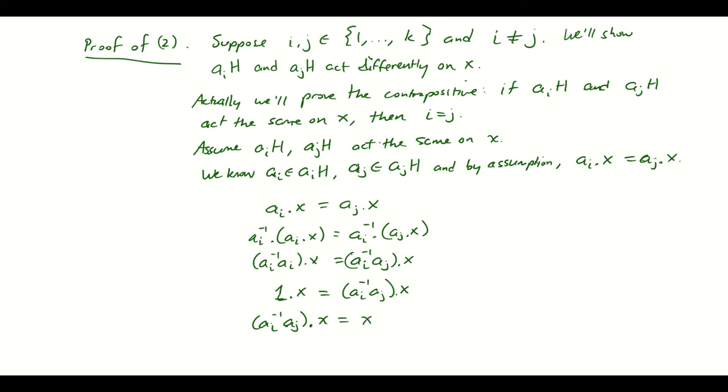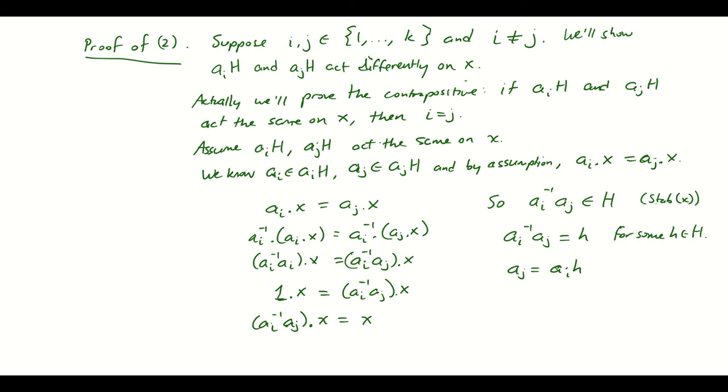Well, wait, what does this mean? If AI inverse AJ acts on X and produces X, that means AI inverse AJ belongs to the stabilizer, because it acts on X and produces X. Well, that's great, but then that means that AI inverse AJ is equal to H for some H in my group. And that means if I multiply both sides on the left by AI, AJ is equal to AI H.